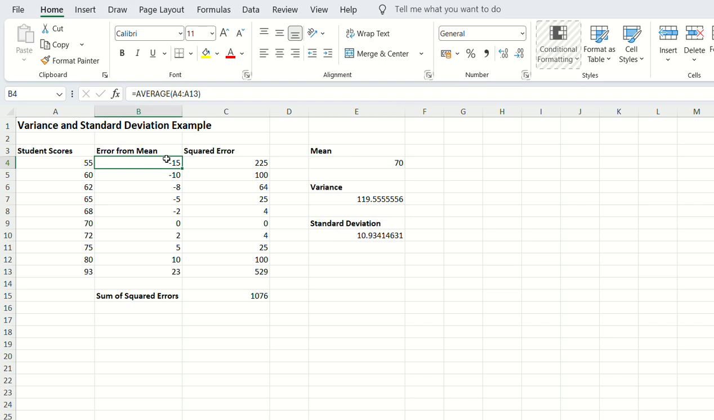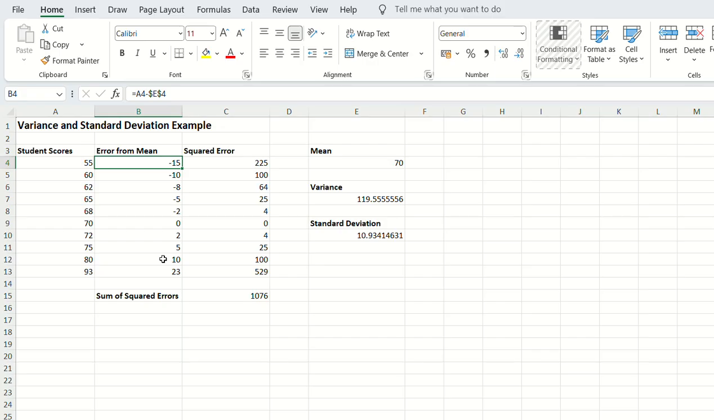Then we calculate it from A4, like a score minus mean. So this is our formula. Then we have minus 15. The negative means the score is below average. If it's positive, that means our value is above average.